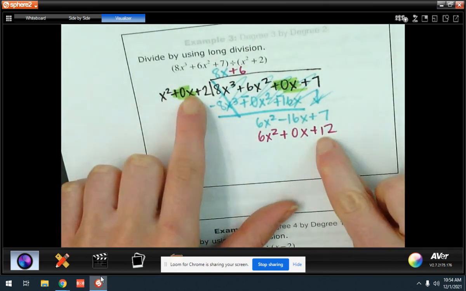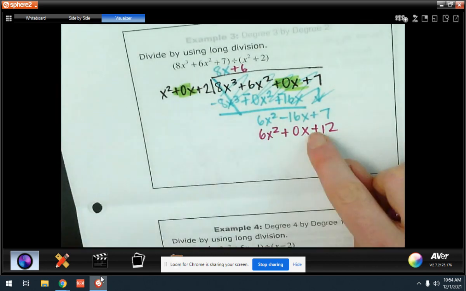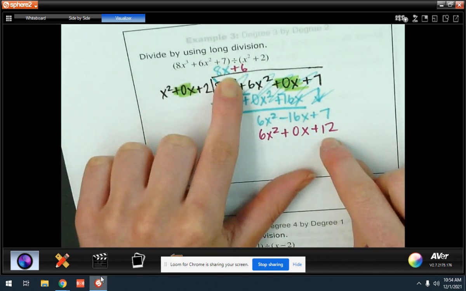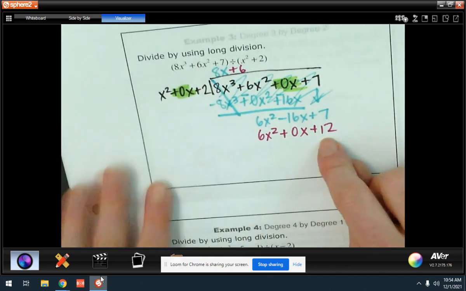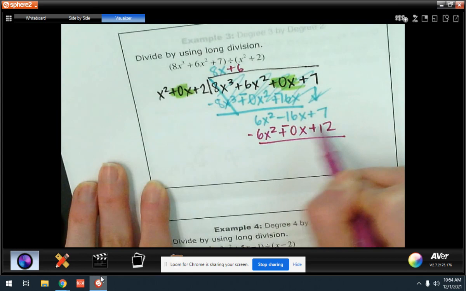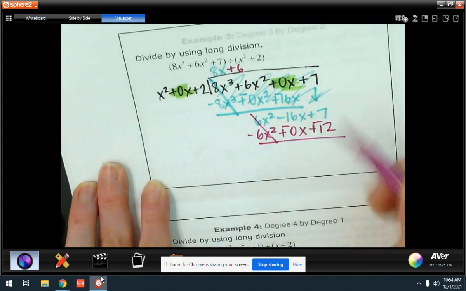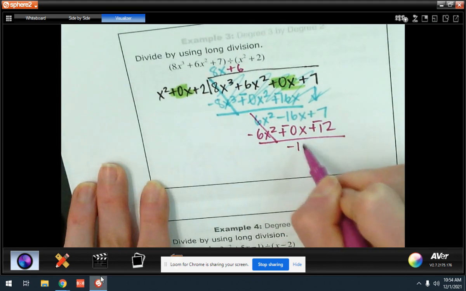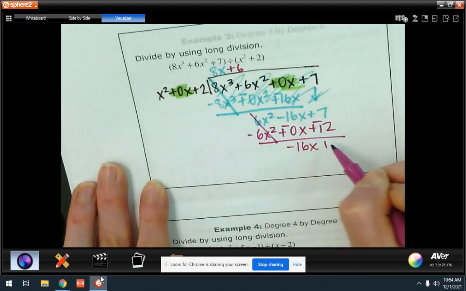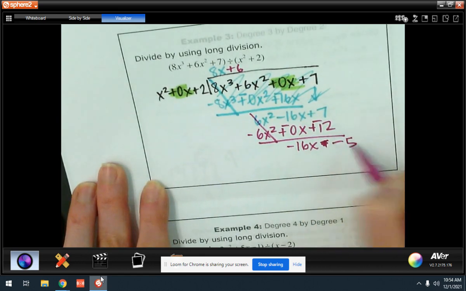If you get a positive number, be sure to put a plus sign. Whenever you're writing polynomials, you need operations between the terms. So just because it's positive, don't leave a blank there. I've seen a lot of people do that. Okay, draw your line, change your signs. So negative 16 minus 0 is negative 16x. 7 minus 12 is negative 5.